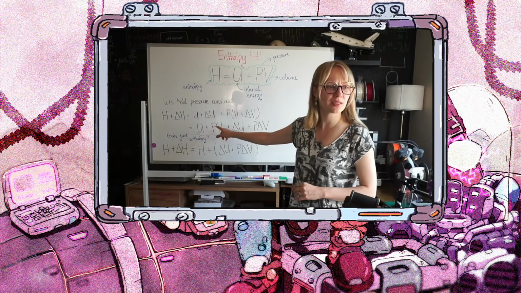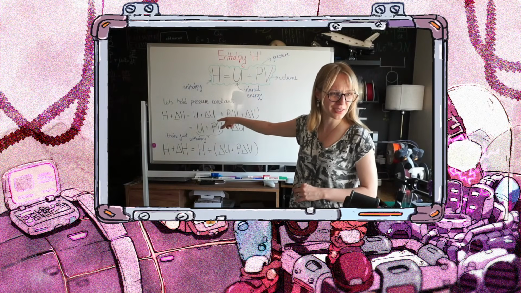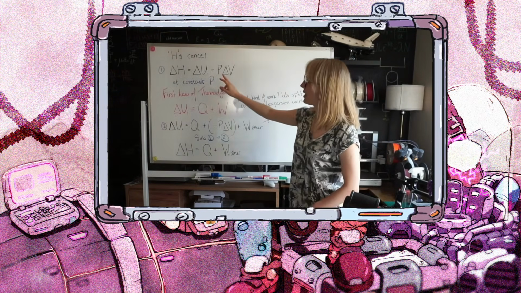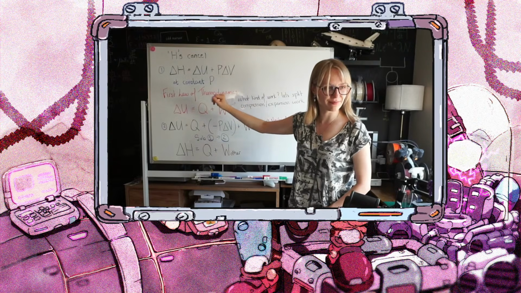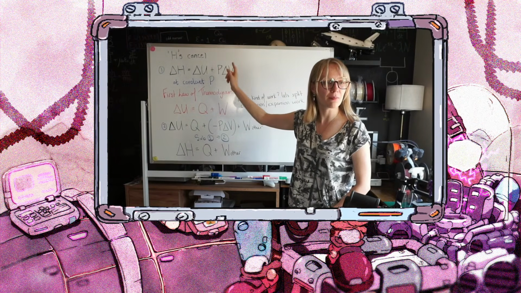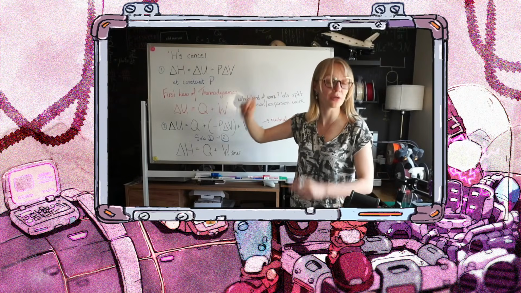We get U plus PV. That's just the first equation, so we can sub in enthalpy here. The two H's will then cancel, and so we have a very interesting derivation. The change in enthalpy is equal to the change in internal energy plus pressure times the change in volume at constant pressure.